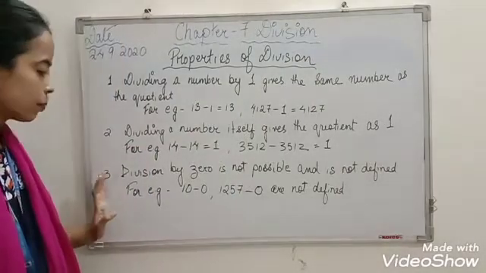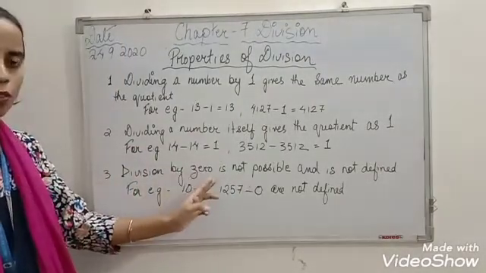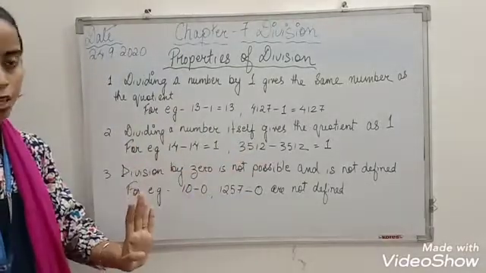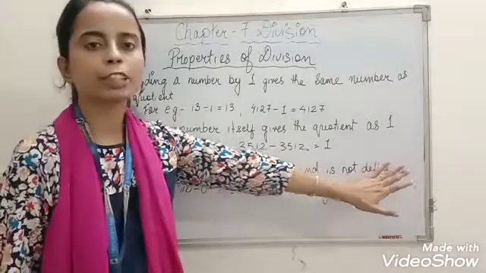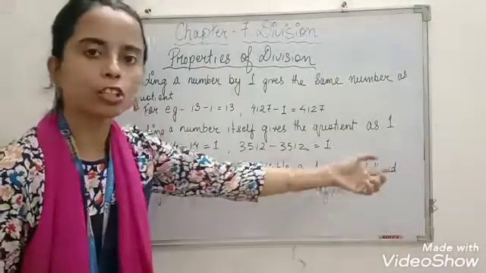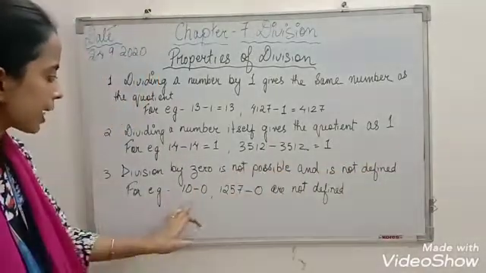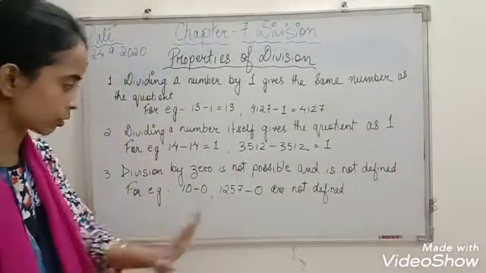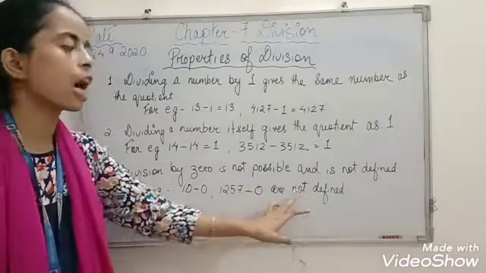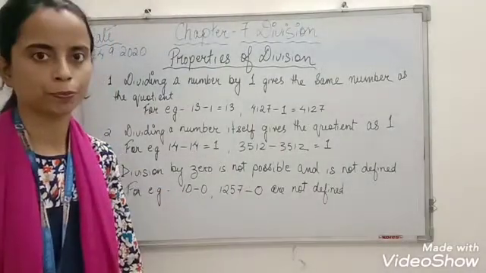Next, third property, division by 0. When you divide a number by 0, it is not possible and is not defined. Not possible and not defined. For example, 10 divided by 0, no answer. 1257 divided by 0 is not defined.